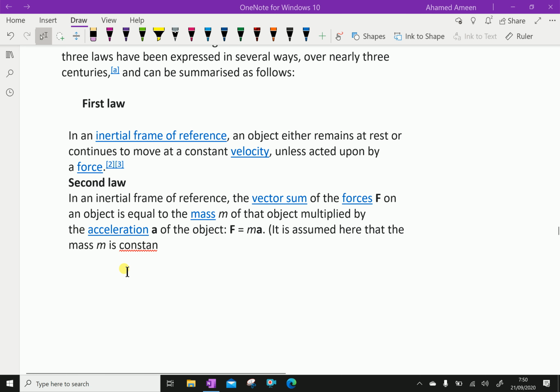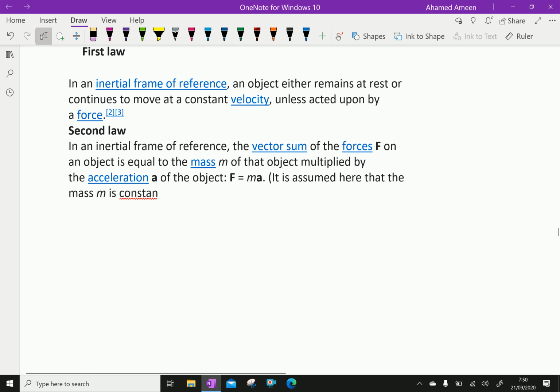Now, the second law of motion. We can state it in another way also. The rate of change of momentum is directly proportional to the impressed force and takes place in the same direction in which the force acts. Let us explain this further.